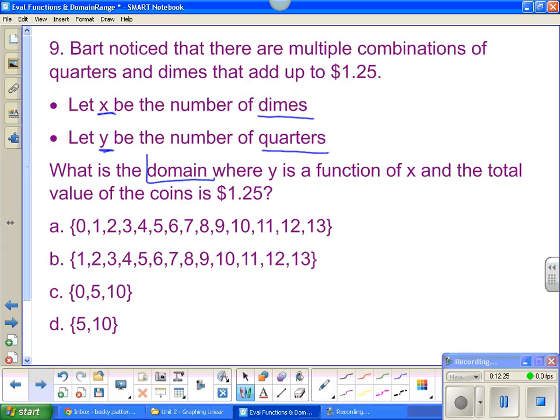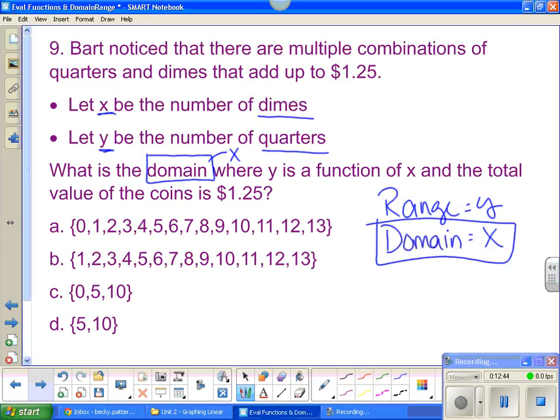What is the domain? This is a vocabulary word that you should have seen before. Domain means x. Domain is x and range is y. We're focusing on the domain. So when we're talking about the domain, are we talking about dimes or quarters? Well, if the domain is x, x represents dimes. So this is what I'm concerned with. I'm trying to reach $1.25.